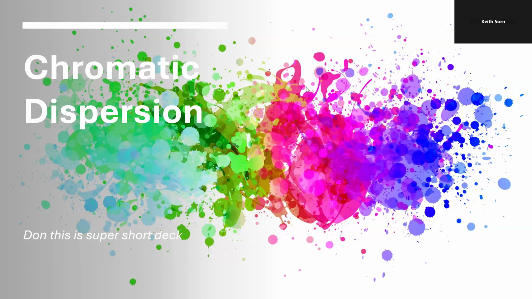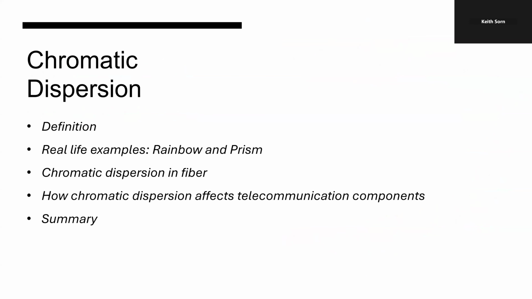Okay, I'm going to talk about chromatic dispersion. We're going to do this in the shortest possible time. We will cover the definition of chromatic dispersion. We'll take a look at rainbows and prisms, which are real life examples of chromatic dispersion. We'll take a look at chromatic dispersion in fiber and how it affects some other components in modern telecommunication.